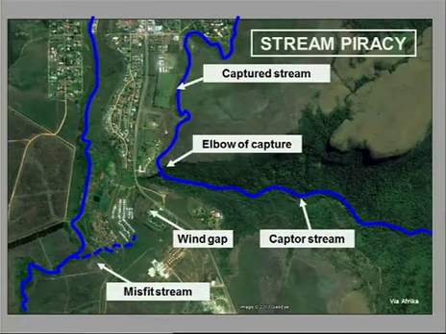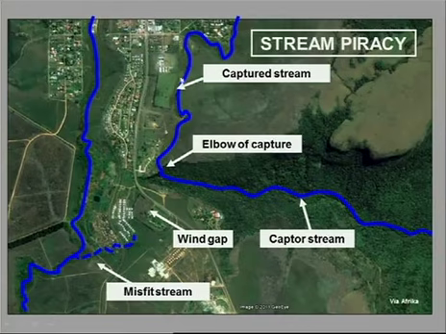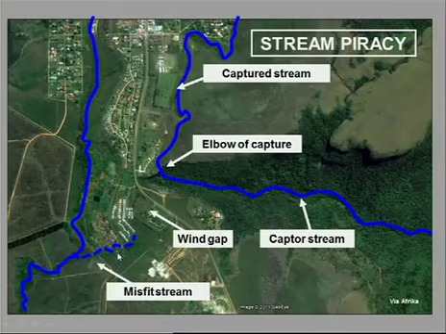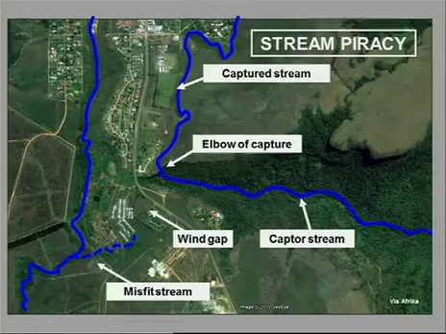You must know that this is the elbow of capture. You see, it looks like your elbow. That is the captured stream. Remember, that one was captured. This is the captor stream. This one is the one who did the piracy actually. This is the misfit stream. It's just a dry piece of stream that's left because of the stream piracy. And this is the wind gap, the dry area that has been left because of stream piracy.